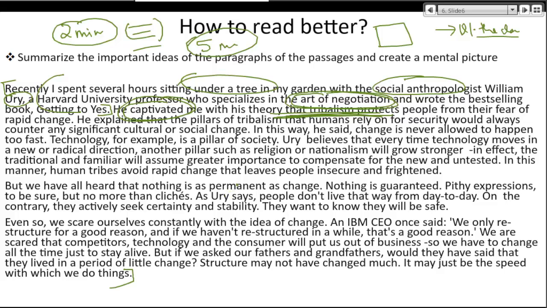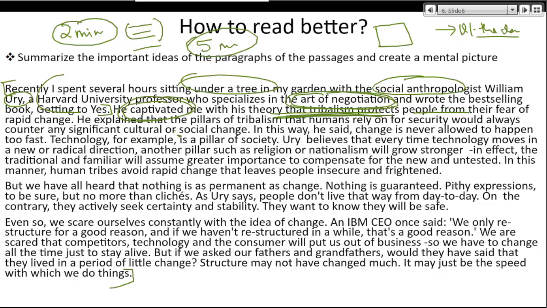So the author says he spent time with an anthropologist who captivated the author with the concept of tribalism that protects people from fear of change. He explained that the pillars of tribalism that humans rely on for security always counter any significant cultural or social change.